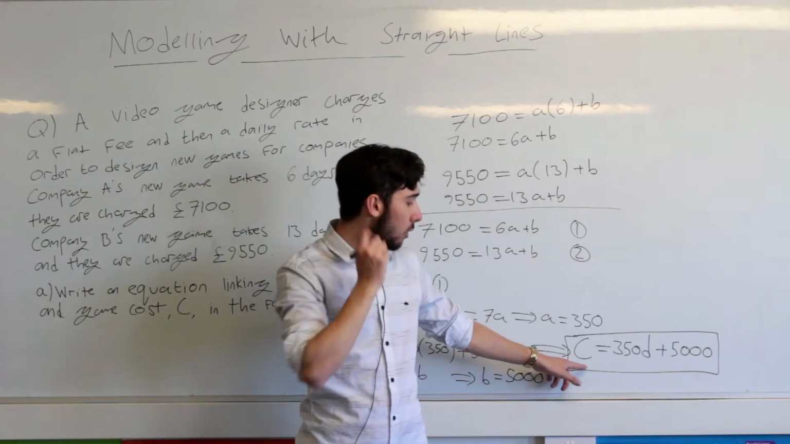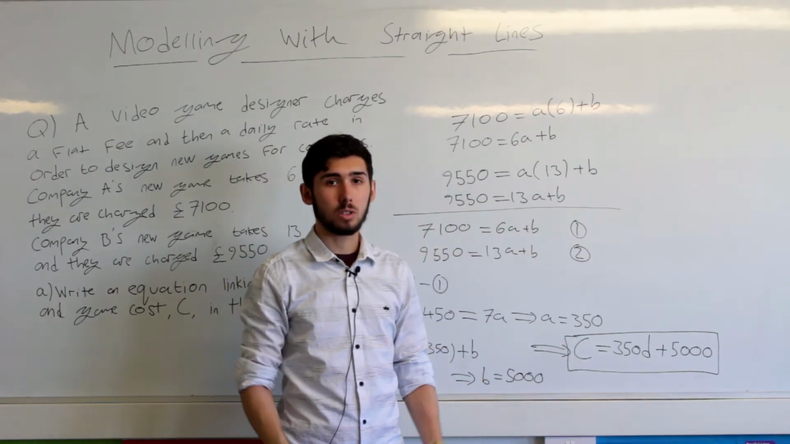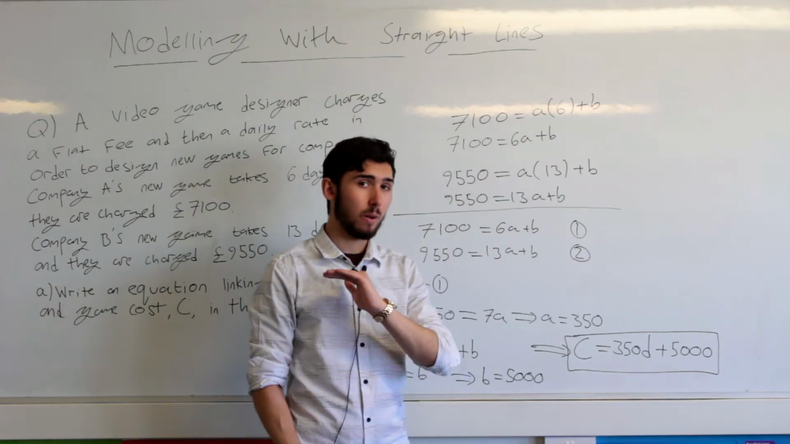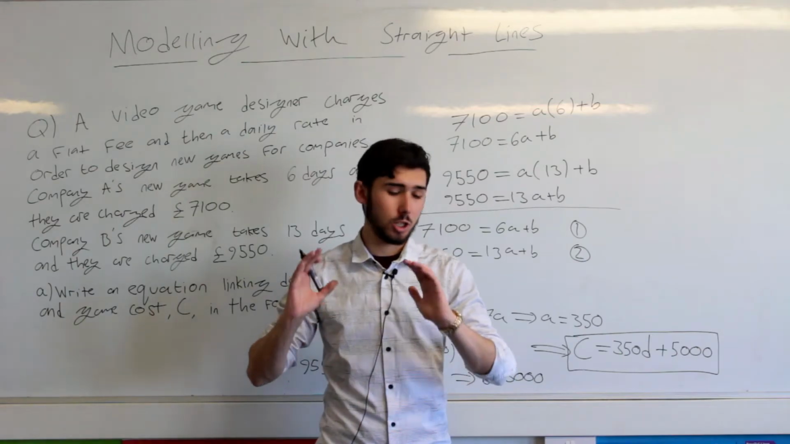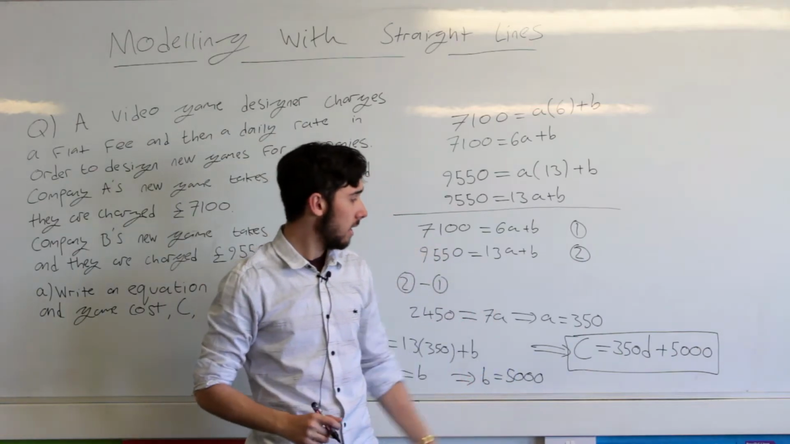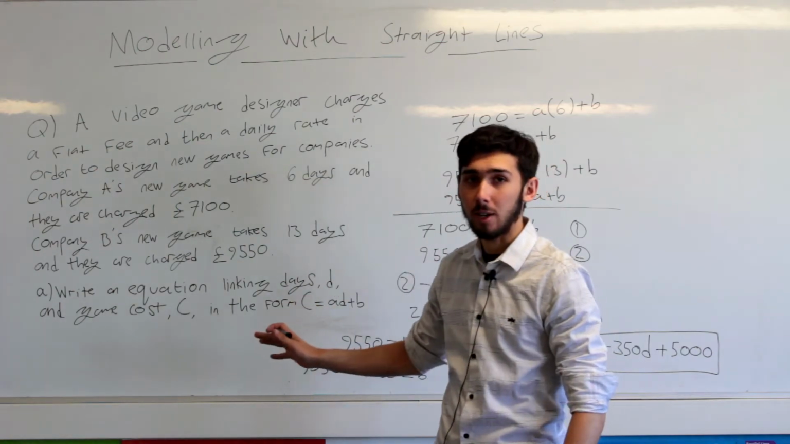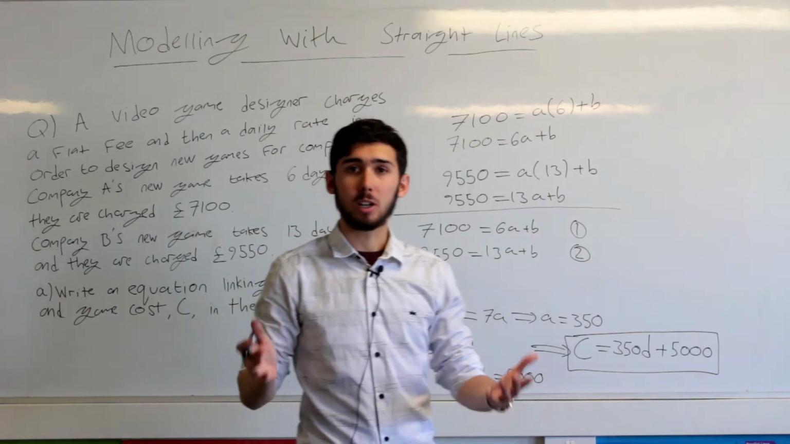The cost of it is 350 times the number of days that this game designer works on the game, plus 5 grand. It doesn't matter what, you could do it for one day, you're just going to add 5 grand on the end of it, okay? That's it. And I'm not going to speak too much about it because the next part of this question, which I haven't written down yet, is going to be interpreting the values here of A and B. So we're going to look at that in a second.